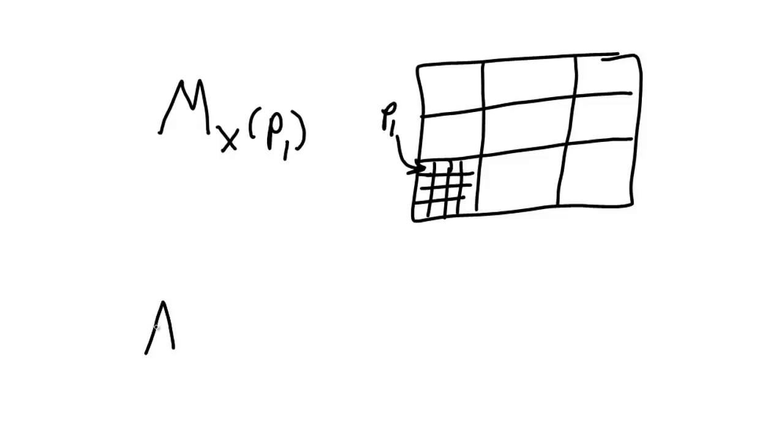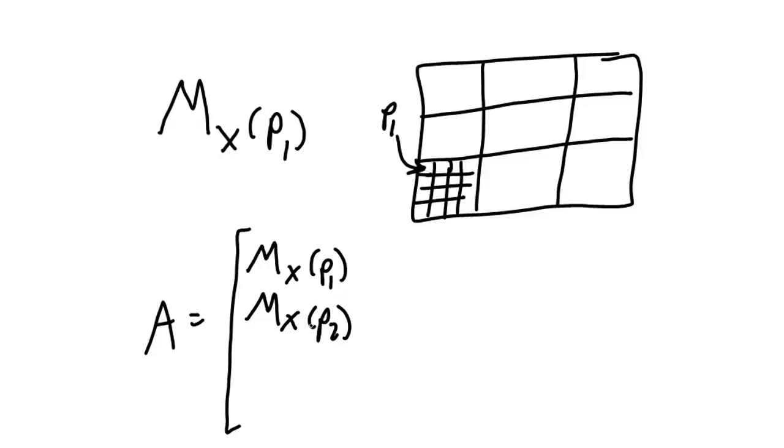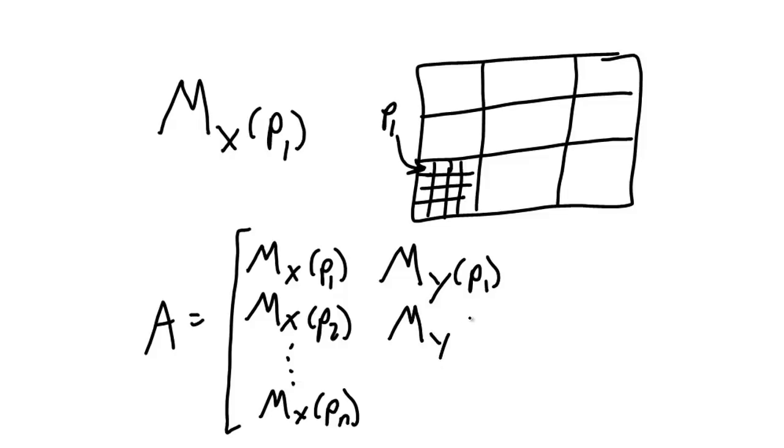Now, I'm going to create a matrix called A. And this matrix A is the result of the mask applied in the X direction to pixel 1, the result of the mask applied in the X direction to pixel 2, and so forth all the way down until we have the mask applied in the X direction to the last pixel within this one little image area. That makes up the first column of the A matrix. The second column of the A matrix is the result of the mask applied in the Y direction to pixel 1, the result of the mask applied in the Y direction to pixel 2, so on and so forth until the mask is applied in the Y direction to pixel N.